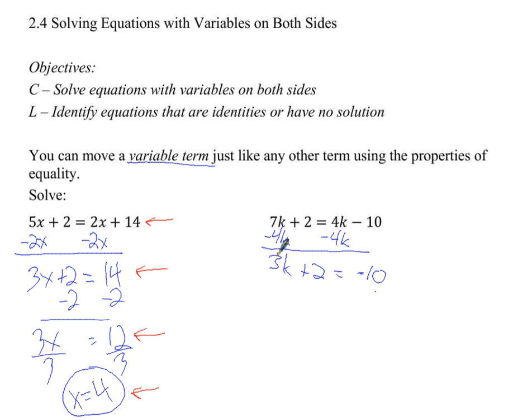Now what? We want to get the k term by itself, so we subtract 2 from both sides. And now we have 3k equals negative 12. One more step. Divide both sides by 3 to get k by itself. K equals negative 4. How many of you checked this?